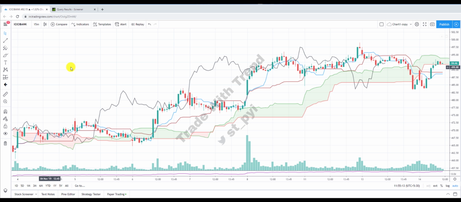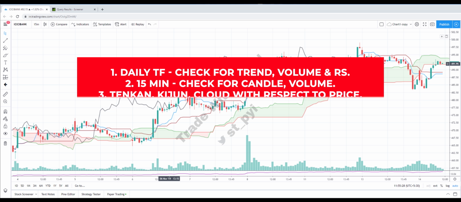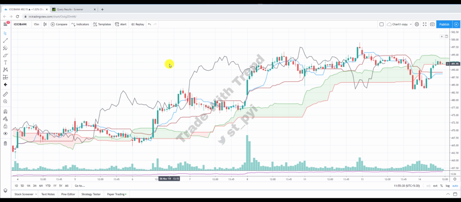trade. So while trading this Ichimoku Cloud strategy, you have to make sure you follow the essential steps that are required to identify a high probability trade. So the first step would be the stock selection steps that we just saw in the previous slide. Once you are down to about 30 stocks, the second step would be to then go to daily time frame chart and check for wide range candles, volumes, and relative strength line. It should be clearly sloping up.